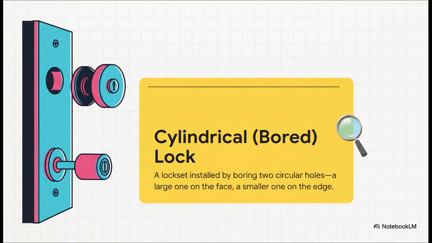And the installation? It could not be more different from a mortise. Forget about that precise milling. For a cylindrical lock, all you need are 2 drilled holes. A big one straight through the face of the door for the handle, and a smaller one on the edge for the latch.